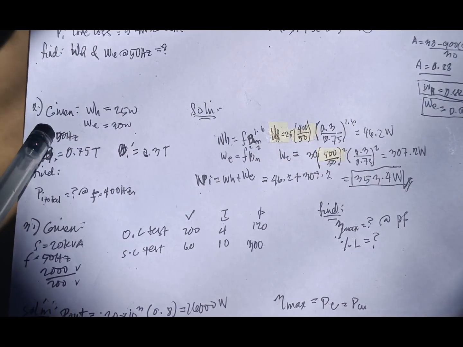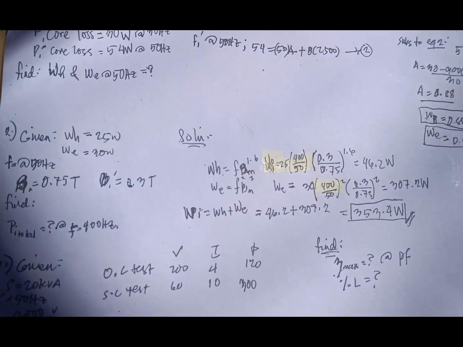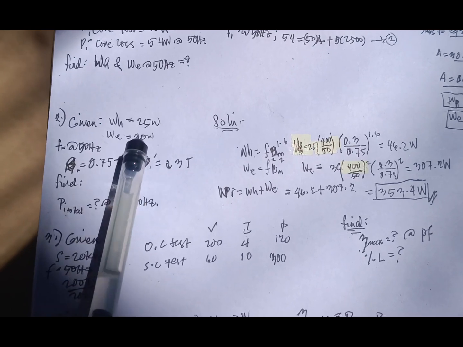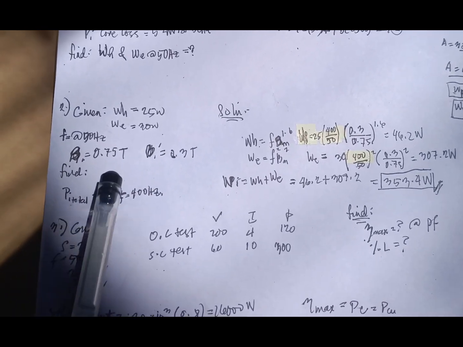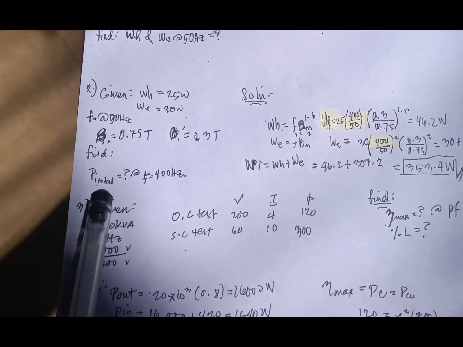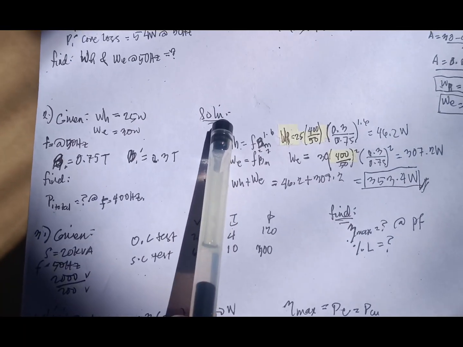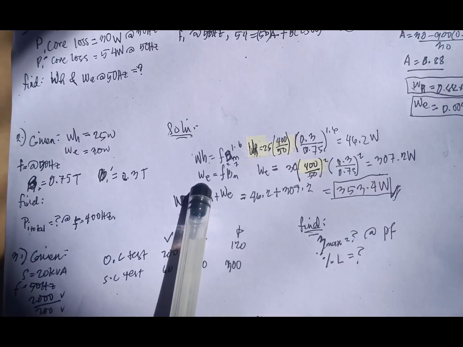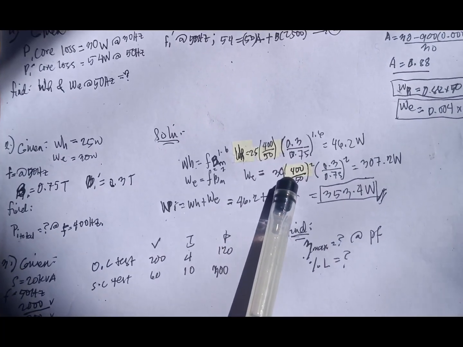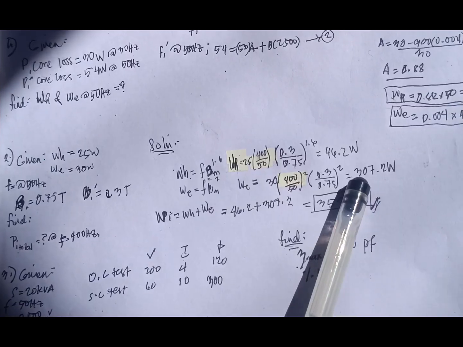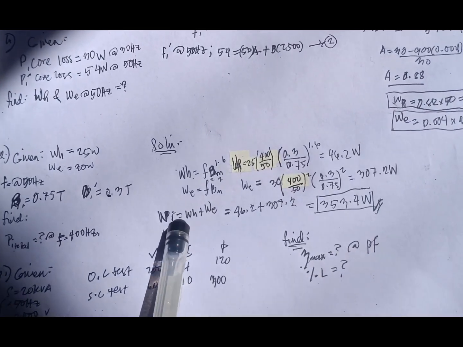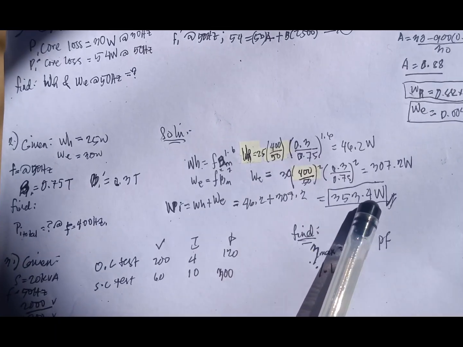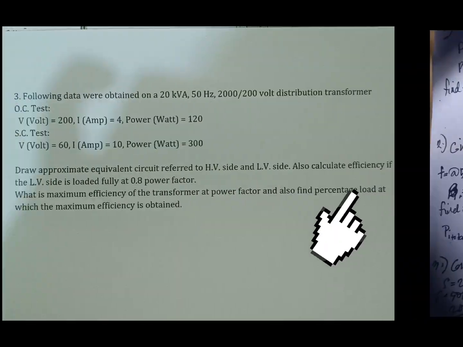Problem 2. We are given the hysteresis and eddy losses at a frequency of 50 Hz, and also a value of flux, and we need to find the total iron loss at 400 Hz. Solution: inputting the values, for hysteresis we get 46.2 watts, and for the eddy current we have 307.2 watts. To get the iron losses, just add the hysteresis and eddy values, so we get the answer.